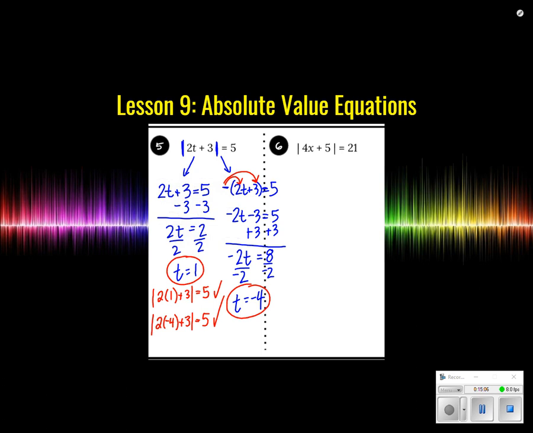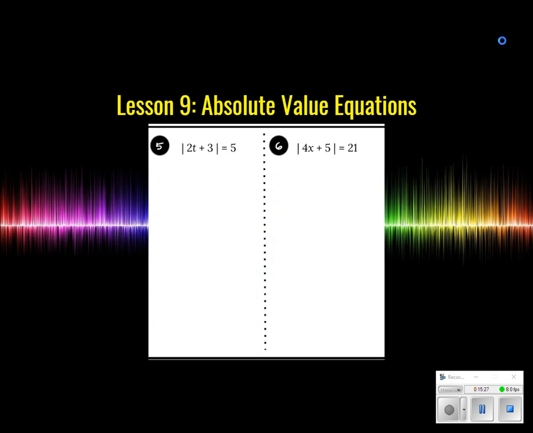These absolute values are almost always, I say almost always, because we have this positive and negative, right? We should get two answers. But if it equals 0, there's no positive 0 and negative 0, right? So you might get one answer, but that's like a special case right there. All right, so that's number 5.